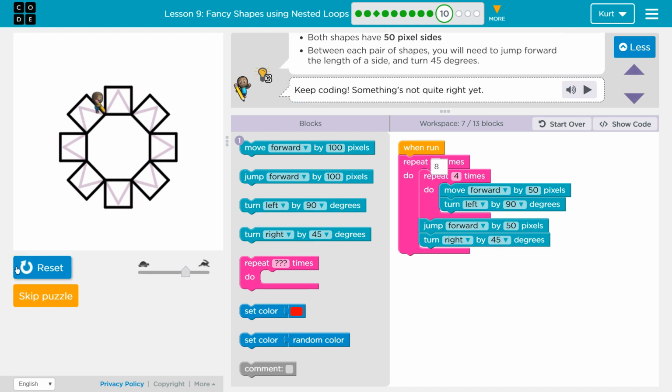So we also know how to draw a triangle, alright? So to do that, we're going to grab our other move forward, and they said it's 50 pixels, so I guess we'll trust them. And then we're going to turn what? Well, this is going to be a bit of experimentation. Let's see what this does.